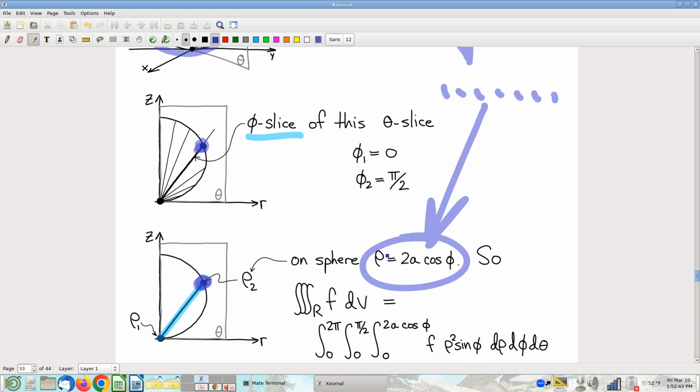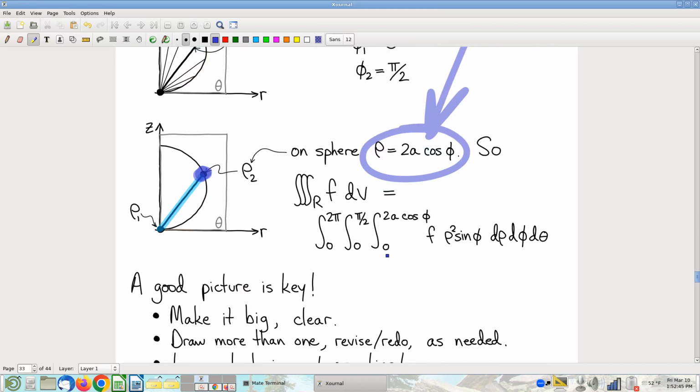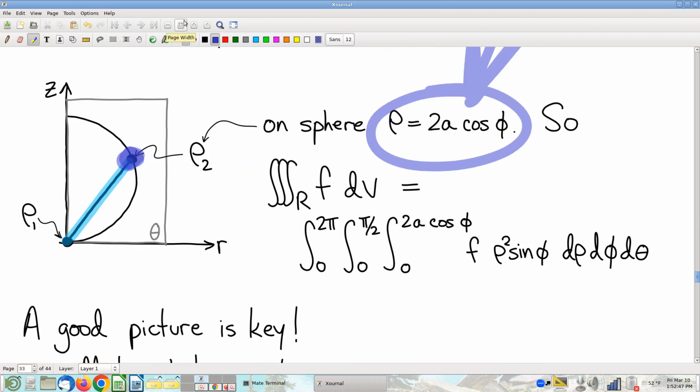Now it's easy to lose track of what we're doing here. Reminder: why are we interested in that equation? Well, it's because I'm looking for rho bounds. That means that in this equation I need to solve for rho. Good news, it's already solved for. That's lucky. You won't always be so lucky. But in this case, then, the rho upper bound is 2a cosine phi. And so that's it. We're done with this example.